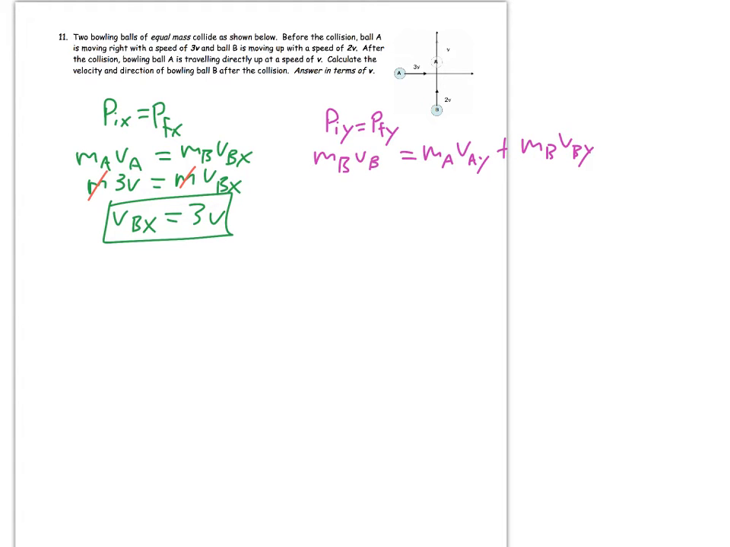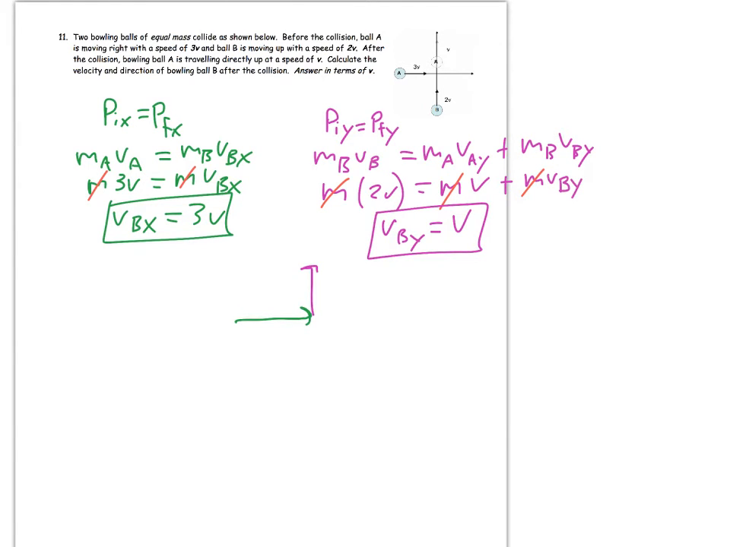We can plug in the things we know here, so initially it's just m for bowling ball B times its speed, which is 2v. Afterwards, we have the mass of A times its speed, which is just v, plus the mass of bowling ball B times its y velocity, vby there. I can cancel out my m's, and I can solve for vby, and I find that vby is just going to be equal to v.